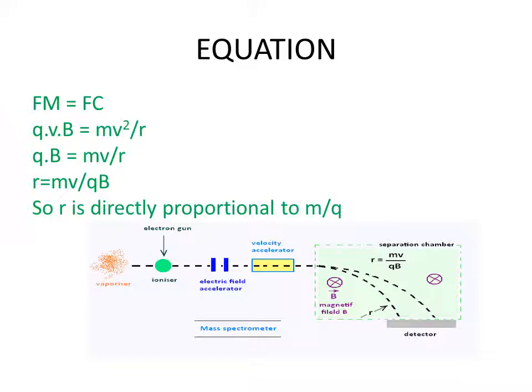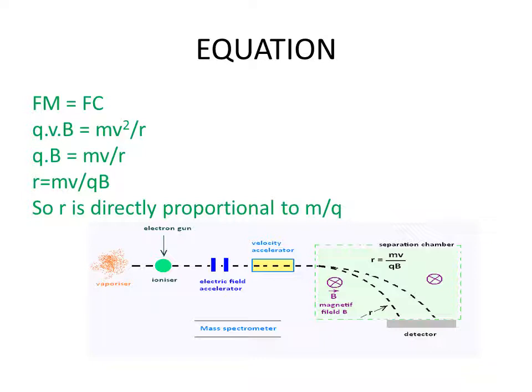Fm stands for magnetic force and it is equal to centripetal force because the positive ions are falling on the detector in the form of a curve. Now we know that the magnetic force is equal to charge, velocity, and B, where B stands for the magnetic field, while centripetal force equals mass, velocity squared over radius. One velocity in the magnetic force will cancel one velocity in the centripetal force. So the rest of the equation left behind will be QB = mv/r.